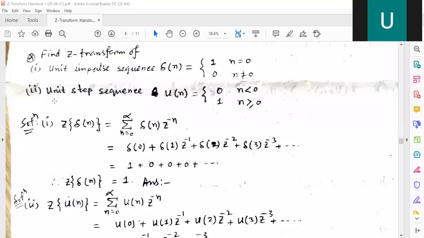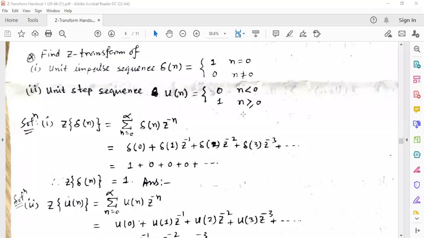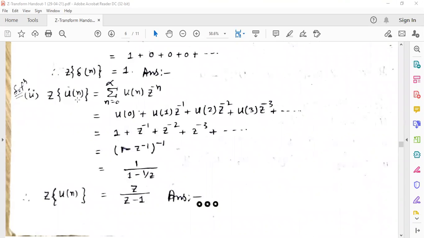Now secondly, we have to find out the Z transformation of the unit step sequence un. Here un equal to 0 when n is less than 0, and un equal to 1 when n is greater than or equal to 0. This is called the unit step sequence. When the value of n is less than 0, the unit step sequence is 0. When the value of n is greater than or equal to 0, the value of the unit step sequence is 1. So again we are coming from the definition of Z transformation.